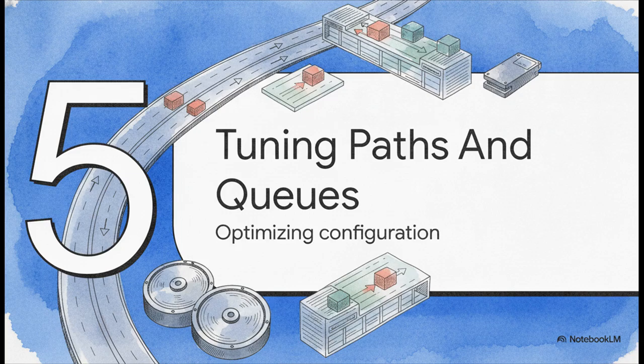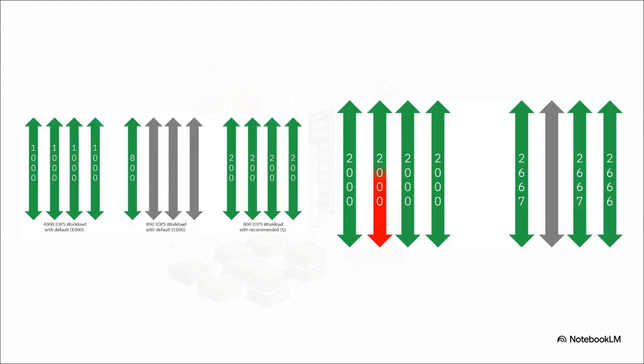Next up, Section 5, Tuning Paths and Queues. Okay, so how do we actually fix some of these bottlenecks? Let's talk multipathing, and specifically the round-robin policy. By default, VMware sends 1,000 IOs down a single path before it even thinks about rotating to the next one. Well, if your workload is only generating 800 IOPS, it's literally never going to use those other paths.